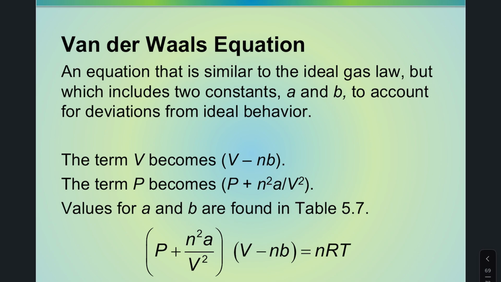There are many equations that we can use to work this out, but an equation that's similar to the ideal gas law is a little bit different because it has different constants, A and B, to account for deviations from normal behavior. The term volume becomes volume minus nB. The term pressure becomes pressure plus n squared A over volume squared. The values for A and B can be found in table 5.7 in your book. So we went from PV equals nRT to this absolute monster of an equation.